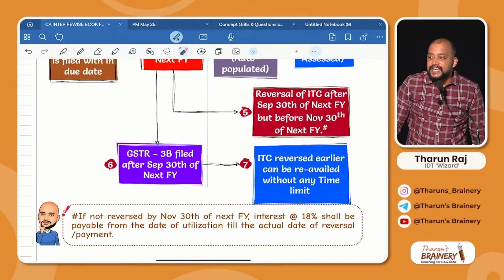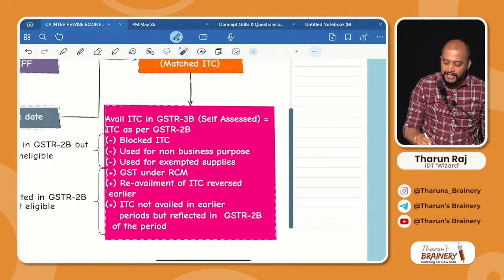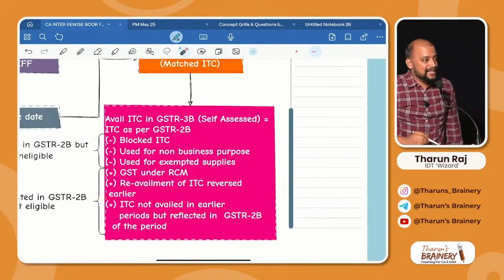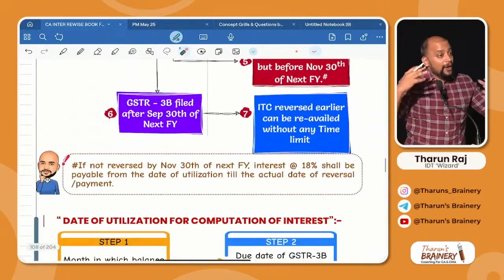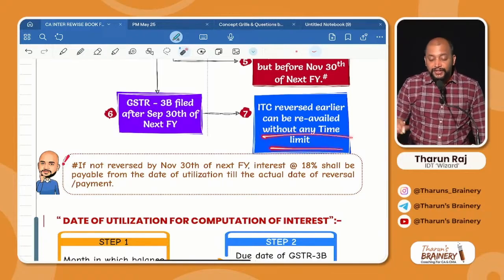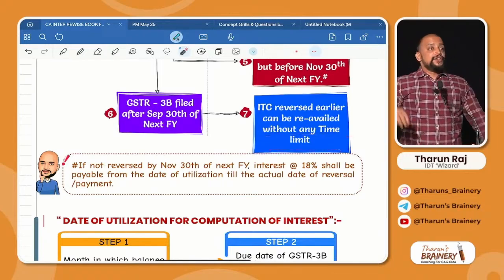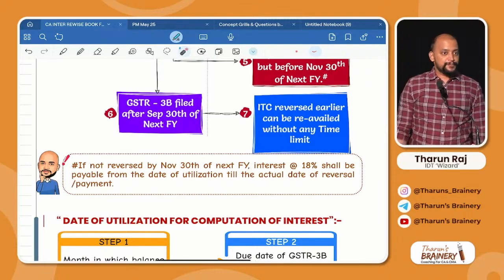Third point, re-availment of ITC reversed earlier. Got it? Re-availment of ITC reversed earlier we can take, even though it is not coming in 2B. One more advantage we have for this re-availment of ITC, what is that? Without any time limit. Usually there is a time limit for availment of ITC. What is that time limit?